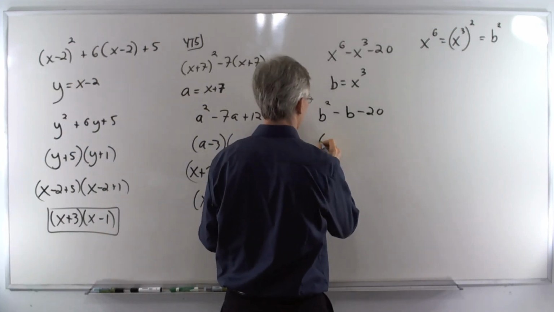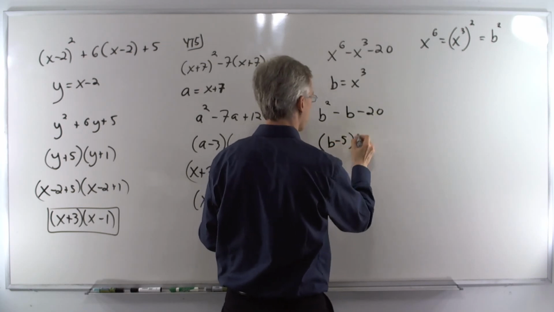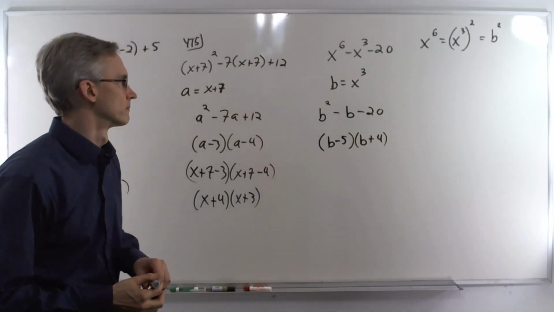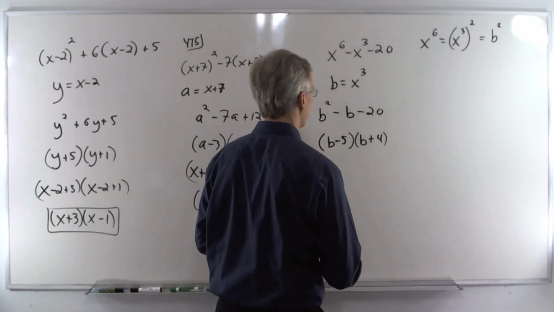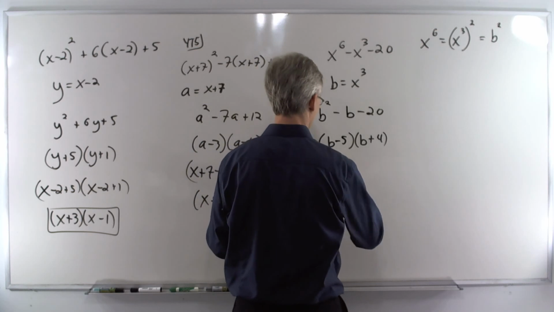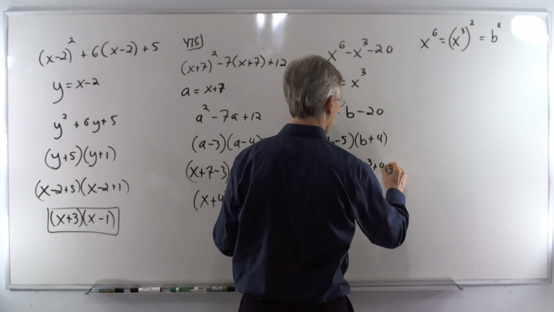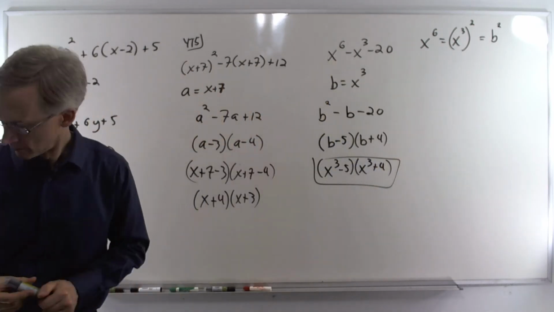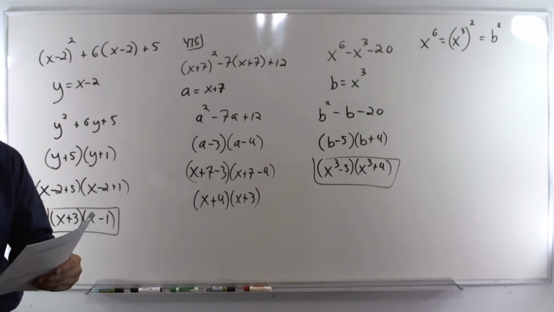Factoring this, you need two numbers to multiply to get negative 20, add to get negative 1, so that's b minus 5 and b plus 4. Now back substitute, and these are even easier because we won't even need to simplify. We'll just plug it back in, and we get x to the 3rd minus 5 and x to the 3rd plus 4. Your turn, number 6.